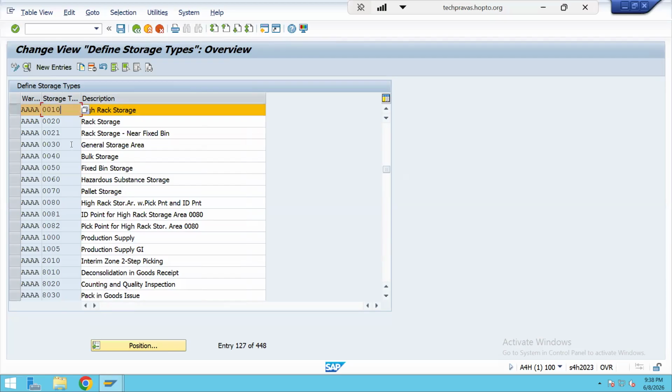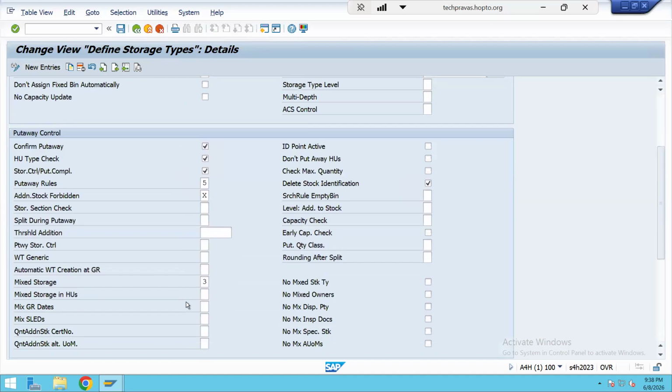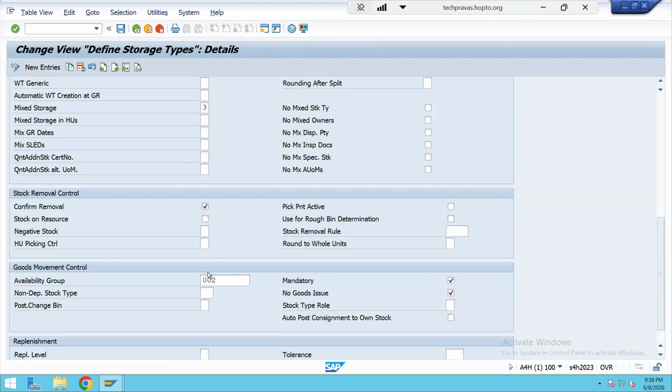Will it be F1 or F2? Hierarchy storage. The hierarchy storage availability will be F1 or F2? F1, hierarchy F1. No, it should be F2. Why F2? It is hierarchy, which means stock is completely available. F2 means what is the availability group? 002. So if I scroll down, you can see 002.